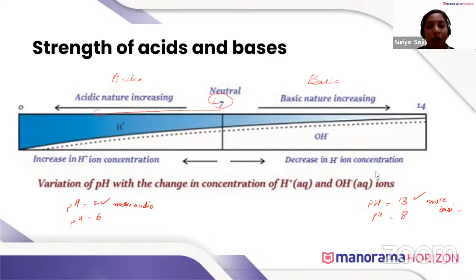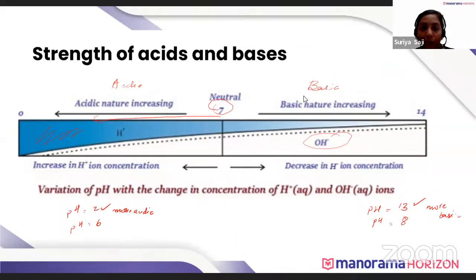If it has a lower pH, the number of hydrogen ions will be more. We can see that here. See this shaded portion; the shaded portion is more. So the concentration of H plus ions will be higher here. If you go towards 14, the concentration will be less. Here the concentration of OH minus will be more. That's why these are basic solutions. Is this clear? Strength of acids and bases?